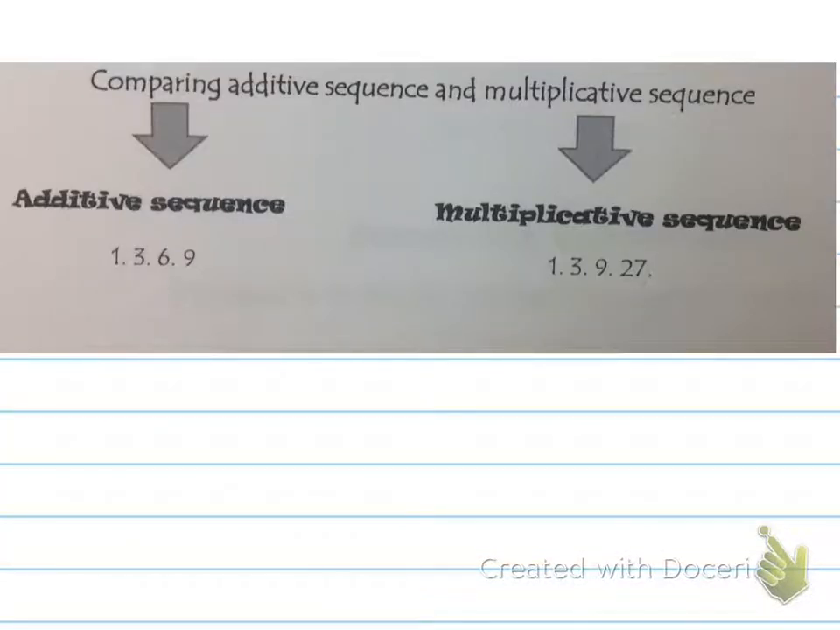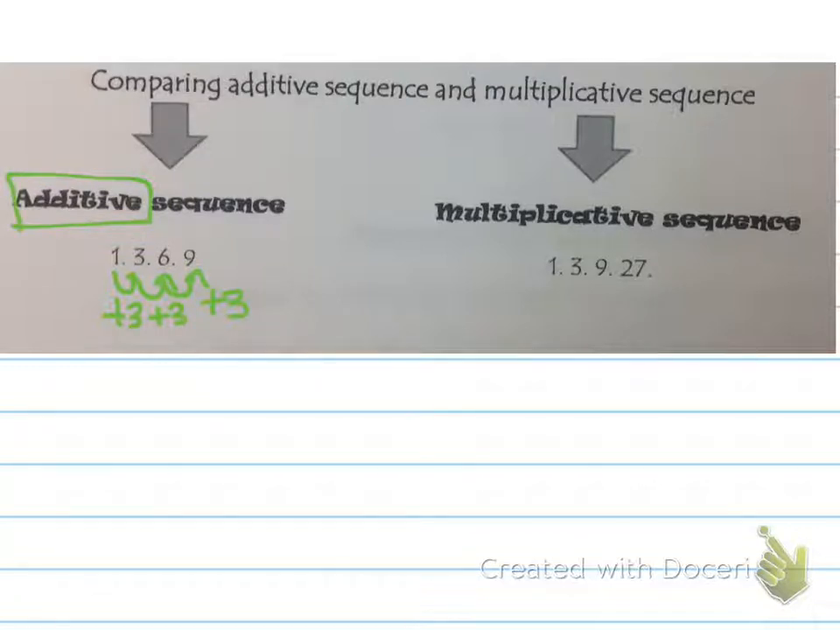So let's compare an additive sequence and a multiplicative sequence. We notice we started out with the first numbers in both sequences, a 1 and a 3. The difference here is that whenever we go from 1 to 3, we are adding 3. When we go from 3 to 6, again, that is adding 3. And from 6 to 9, adding 3. So that is why it is additive.